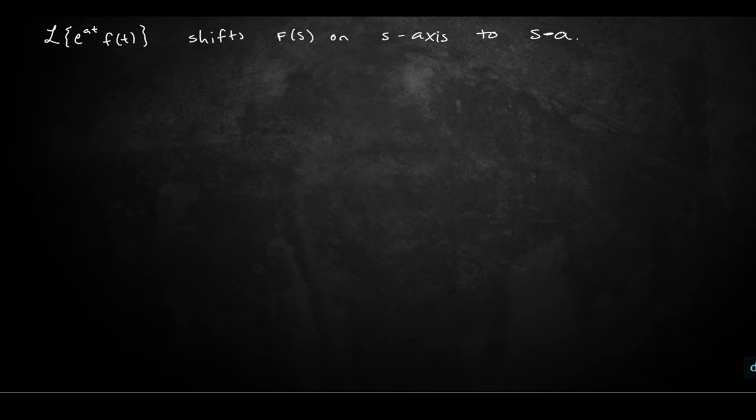So basically, this first translation theorem is a shift on the s axis. So just write it down. When you multiply your function f of t by e to the at, that will shift F of s on the s axis to s minus a. So it's a shift in the s axis when you multiply by e to the at.